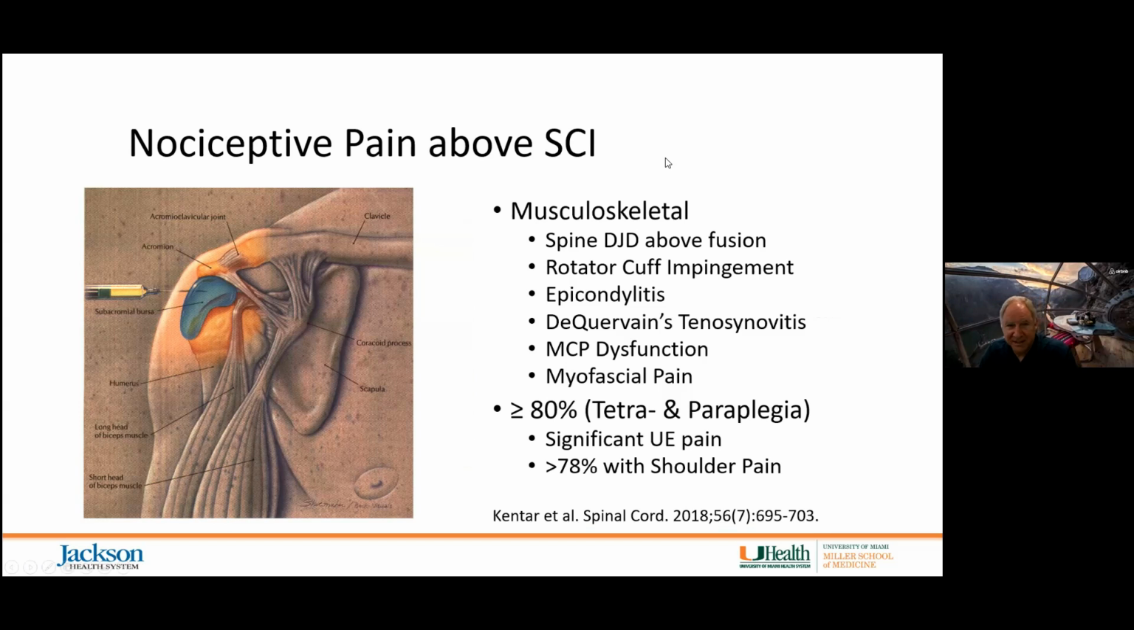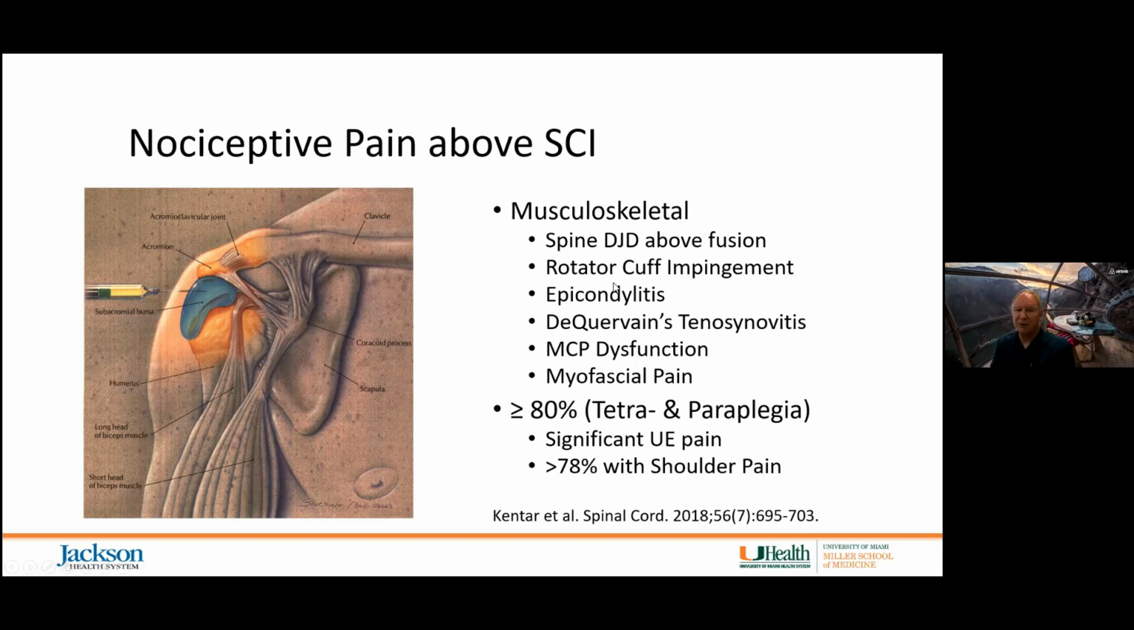Most of this discussion is going to have to do with nociceptive pain above the level of spinal cord injury. And so certainly we can see that with spine degenerative changes above level of fusion, but sometimes as well below the level of fusion. And then we have these concerns especially to worry about for our manual wheelchair users: rotator cuff impingement, epicondylitis, de Quervain's tenosynovitis, metacarpal phalangeal dysfunction, and then myofascial pain associated with that.